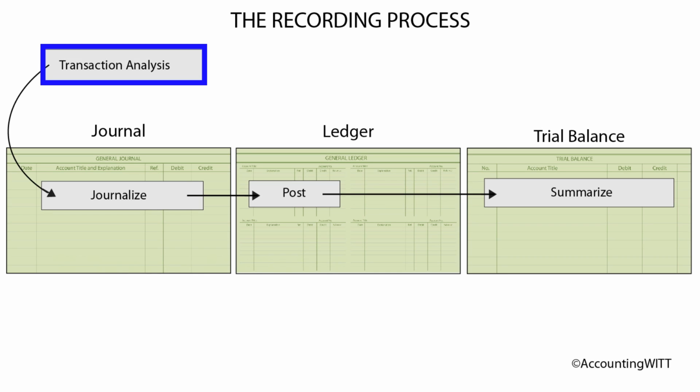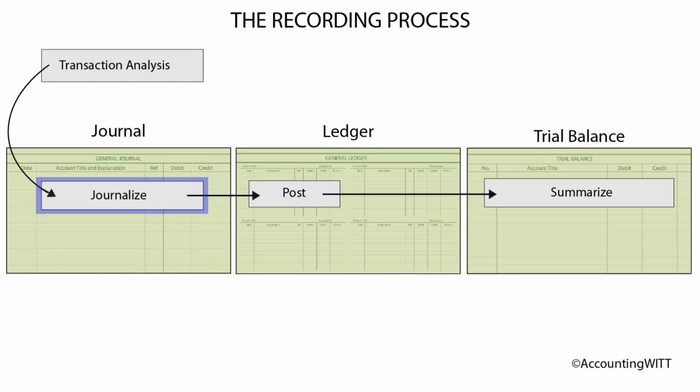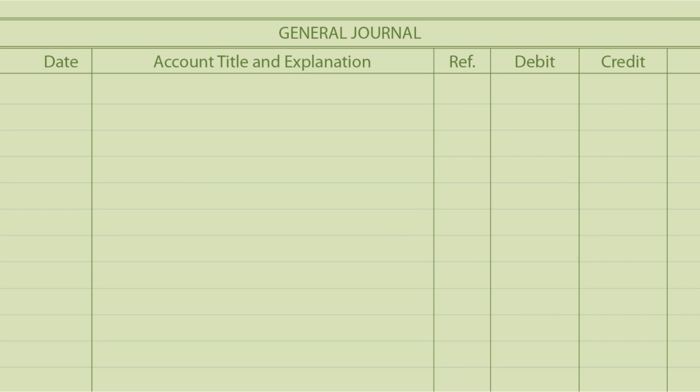After the transaction analysis has been completed for a particular transaction, the transaction must be journalized. A transaction is journalized in the journal. The main journal for a company is called the general journal. This is what a journal might look like.